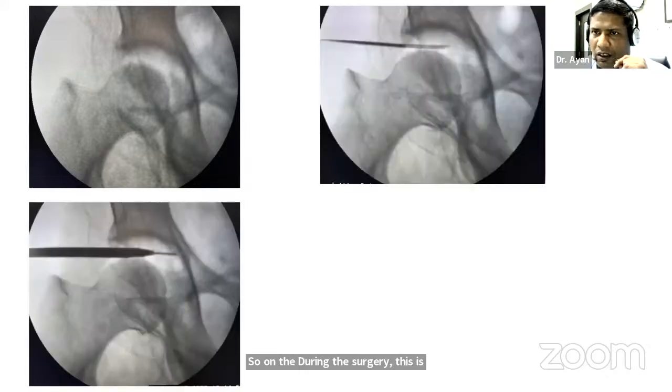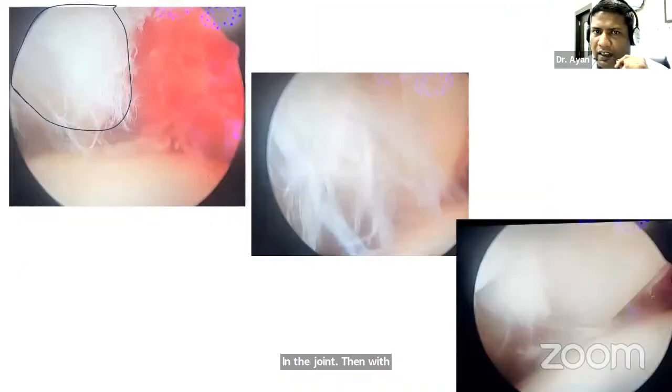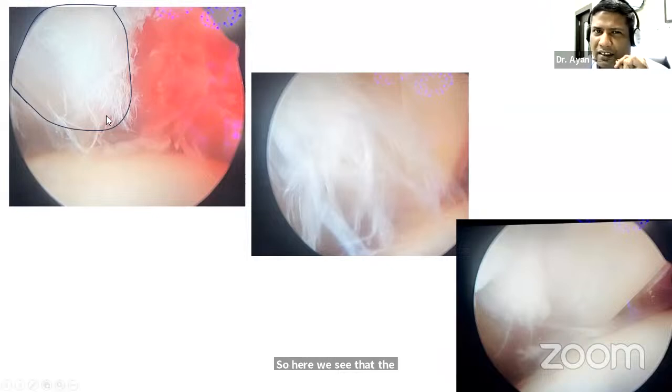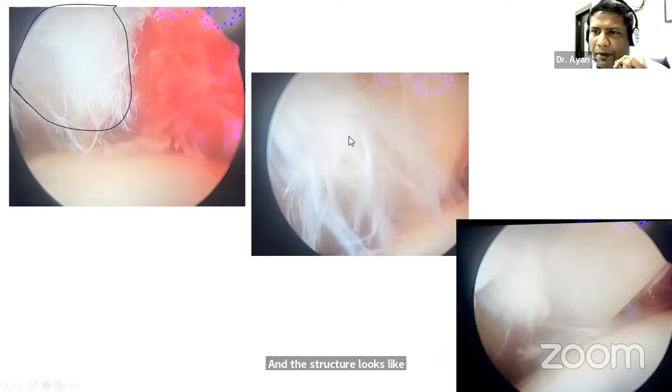During the surgery, this is the kind of distraction that we got. We go in with the needle, then with the dilator in the joint, then with a switching stick, and then this is the first view that we have on the left corner. Here we see that the labrum is pretty degenerated. There is a lot of fibrillation, and the structure looks pretty beat up. Even in all 3 images, we see it's not a good quality labrum.